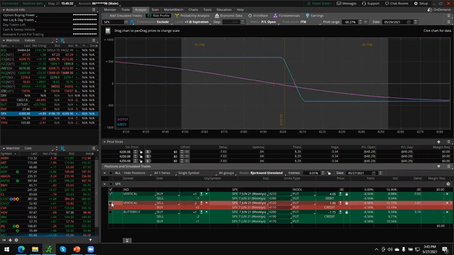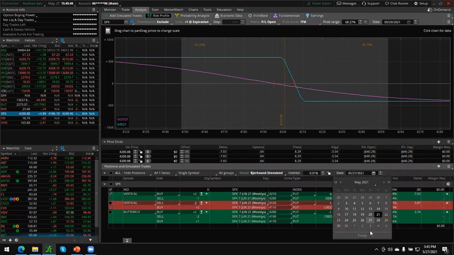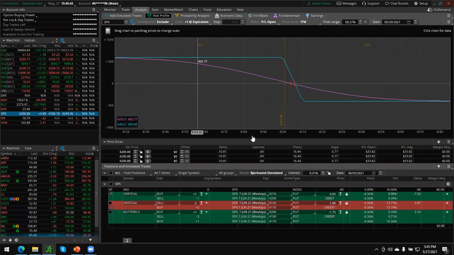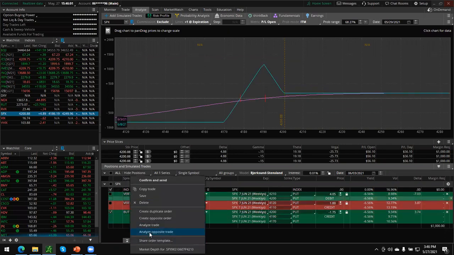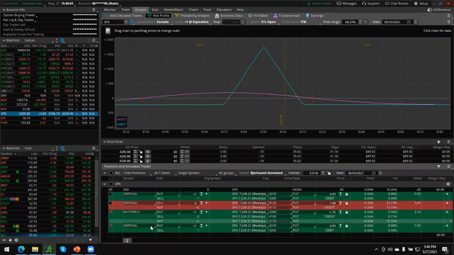So let's look at just the hedge component, which is the debit spread. If the market went down by June 3rd, which is a week from today, let's say to 41.60, this is showing that the debit spread component would be a $426 profit. Well, what about the butterfly? I need to work this up first, so let's just build the debit component, and that debit component is 4200/4190.